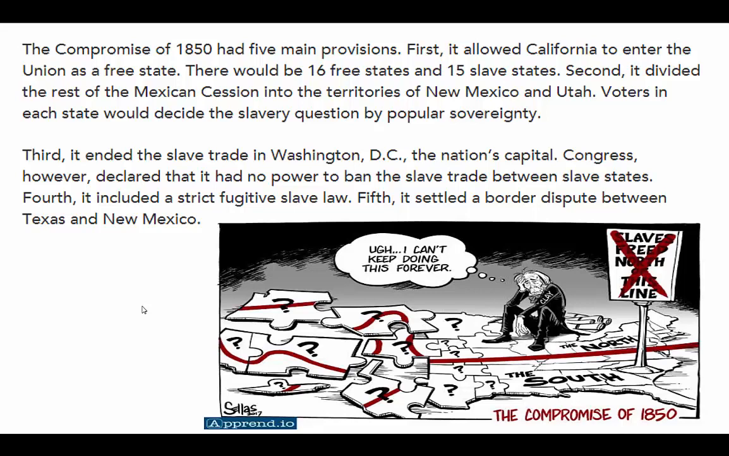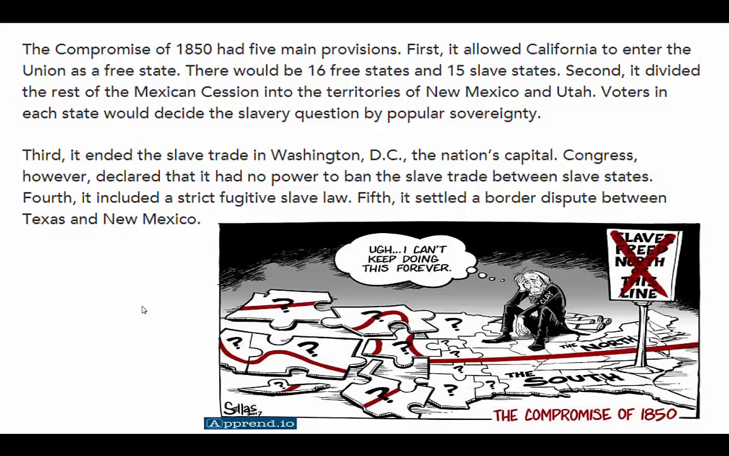Third, it ended the slave trade in Washington, D.C., the nation's capital. Congress, however, declared that it had no power to ban the slave trade between slave states. Fourth, it included a strict fugitive slave law. Fifth, it settled a border dispute between Texas and New Mexico.